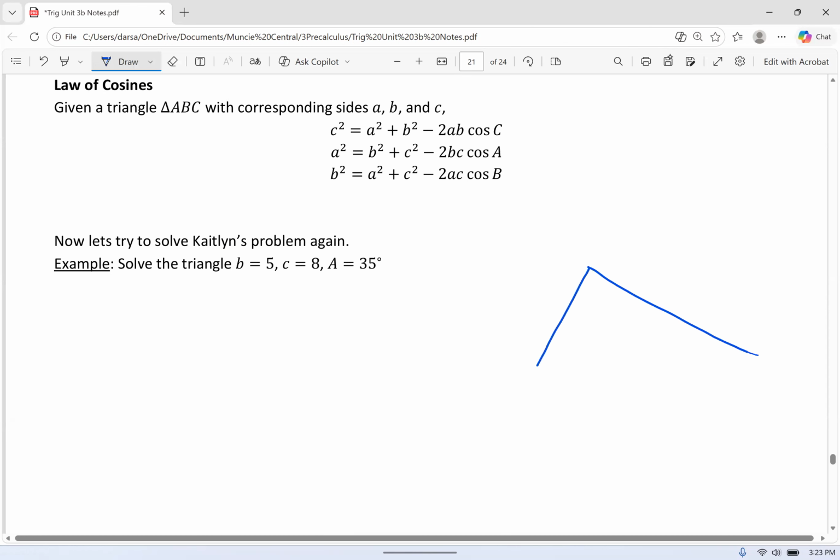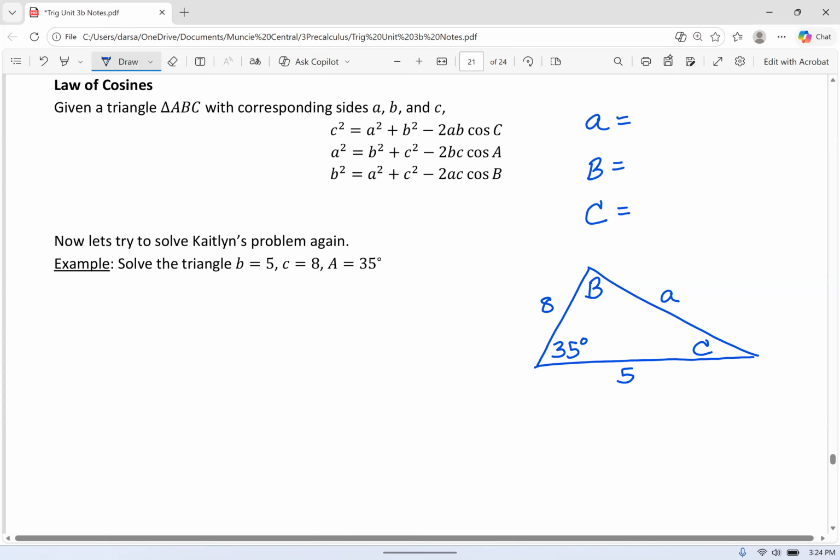So again, let's draw her ABC triangle, where angle A, we'll put that here at 35 degrees. We don't know side a. We don't know angle B or angle C, but we know side b is 5 and we know side c is 8. And remember, when we're solving a triangle, that means that we want to find the missing angles and the missing sides. So we need to find, what does side a equal, what does angle B equal, and what does angle C equal.